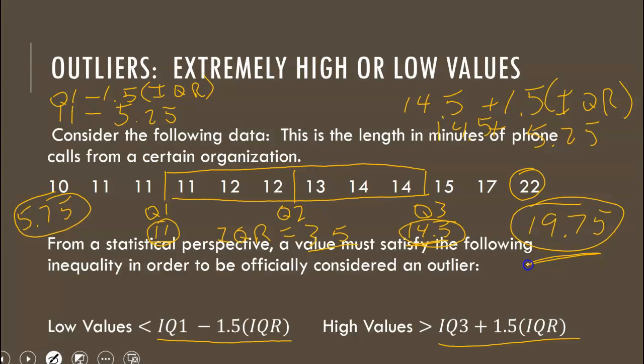The 19.75 is considered our upper fence, and the 5.75 is considered our lower fence. Anything outside of the fences could be determined to be an outlier. Statisticians usually have some leeway on whether or not they actually determine that they are outliers. And a lot of it depends on whether it benefits the point of view of whoever is doing the statistics, or if it doesn't benefit their point of view.